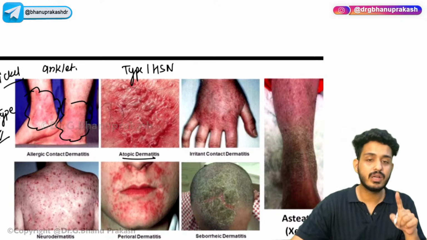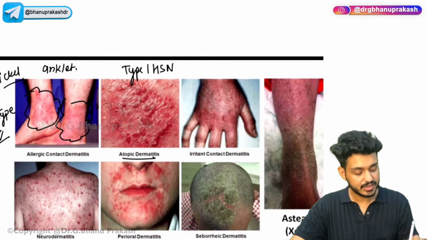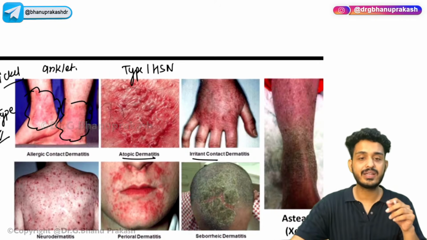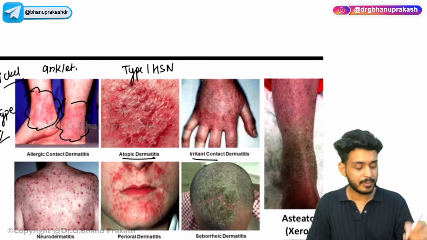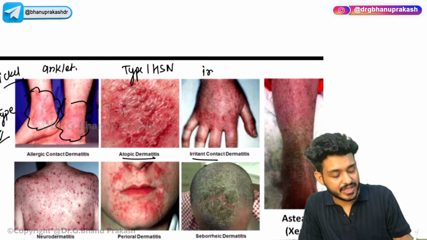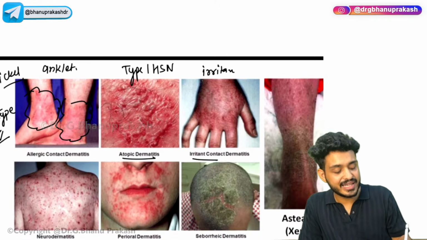It is a type 1 hypersensitivity. Okay, next one is your irritant contact dermatitis. Those people who are washing their hands with detergent, you know what happens? They will be having this type of irritation, and that would be causing irritant dermatitis.